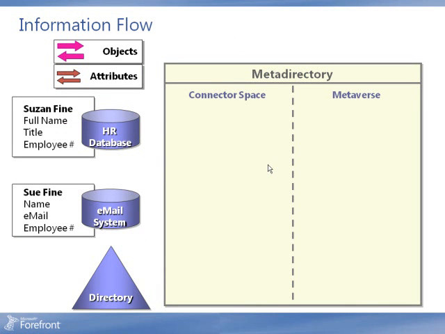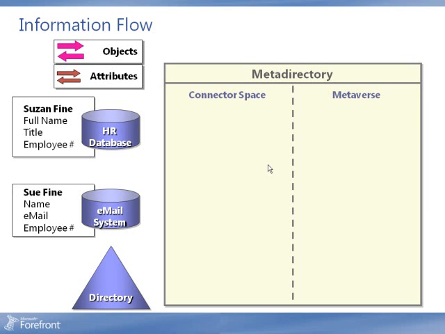Let's now consider the information flow within the metadirectory, and to do that let's use a simple initial load scenario in which somebody called Susan Fine is represented in two data sources but not yet in a third, and not in the metadirectory. The process of how our information flows between the data sources and the metadirectory could be configured as follows. Note that this is just one possible scenario to demonstrate a few principles.